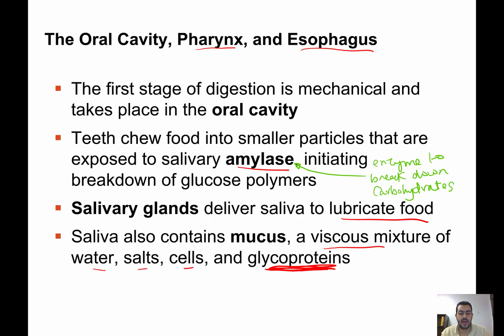So all of these are happening in the oral cavity. To summarize, number one, the first major thing happening there is the mechanical digestion, breaking down the food with the help of the teeth. And number two, we started to break down carbohydrates specifically, through the action of salivary amylases.